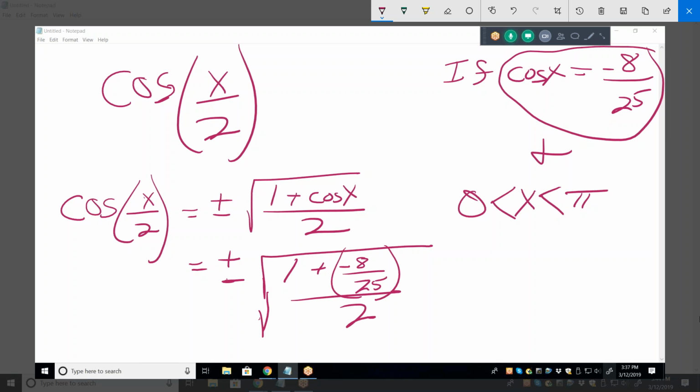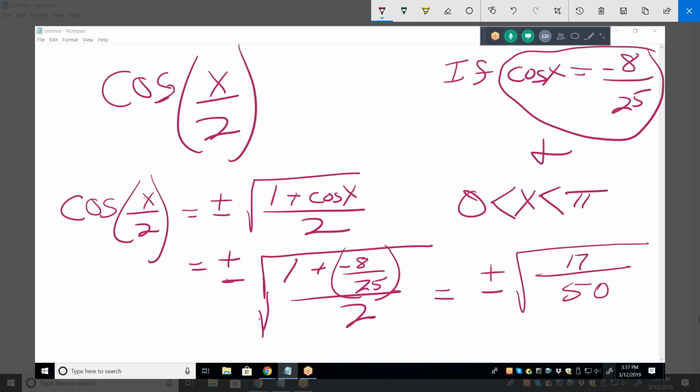So that's what the cosine of x over 2 is going to be. That is a number. Okay, let's see if we can simplify that number. First of all, what's 1 minus 8/25? Okay, so we're taking the square root of 17/25. It's all going to be divided by 2, so it's actually 17/50. You with me?